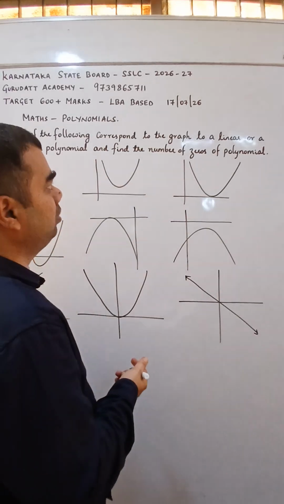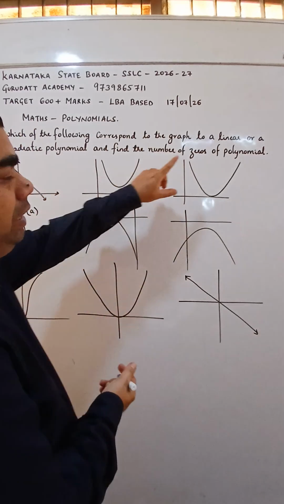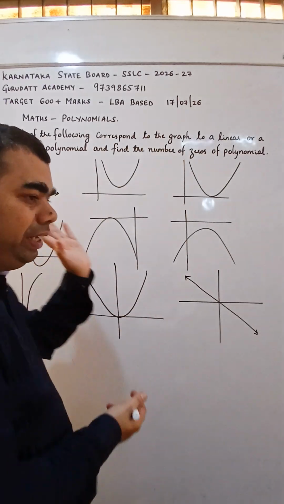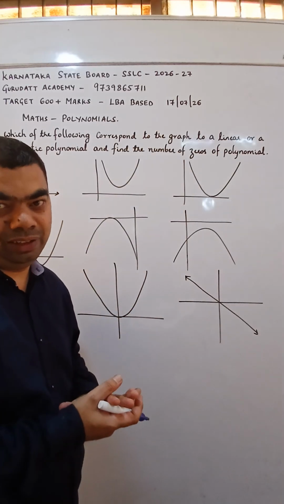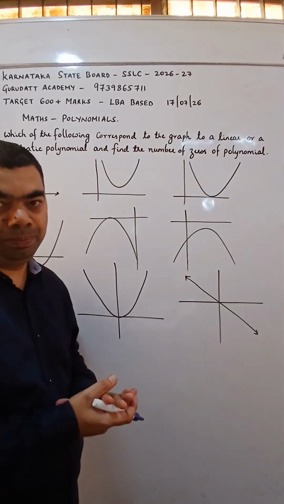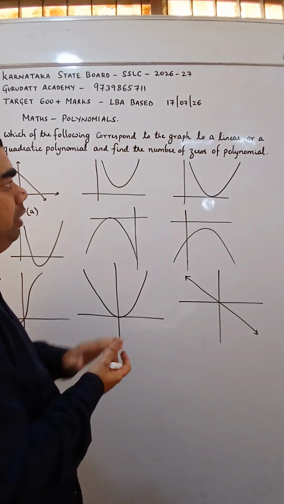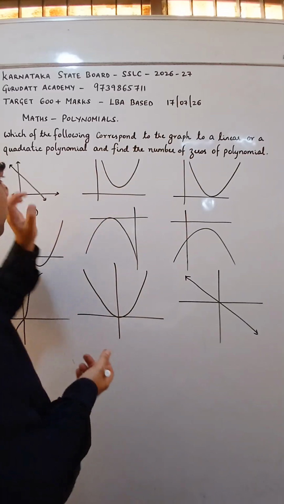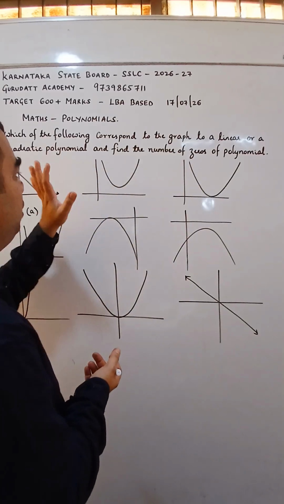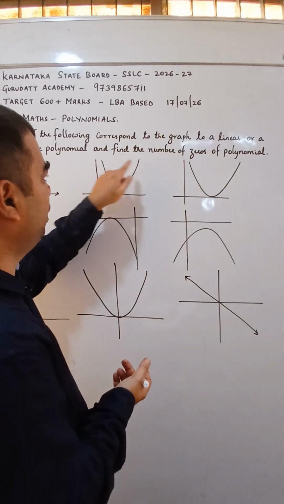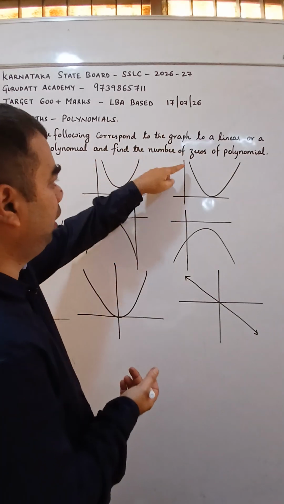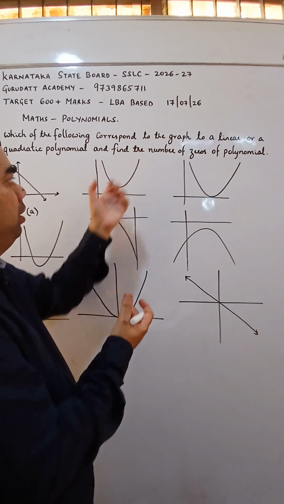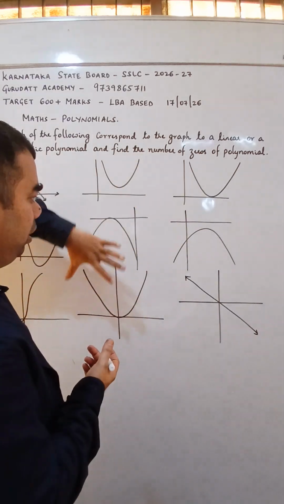Always remember that a linear equation is represented by a straight line. So wherever you come across a straight line in a graph or in coordinate geometry, it is a linear equation. A quadratic polynomial means a parabola. This curve is called a parabola. We say this one is opened up, and this one is opened down.